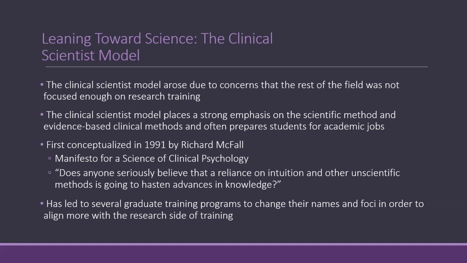Since this movement started, several graduate training programs have changed their names. Instead of calling themselves the Boulder model, they now say they're clinical scientists, and they boost their research requirements for students to ensure they're getting rigorous training in psychological theory and research. And this has come up with UH. They haven't switched yet, but it's something that we're definitely discussing.